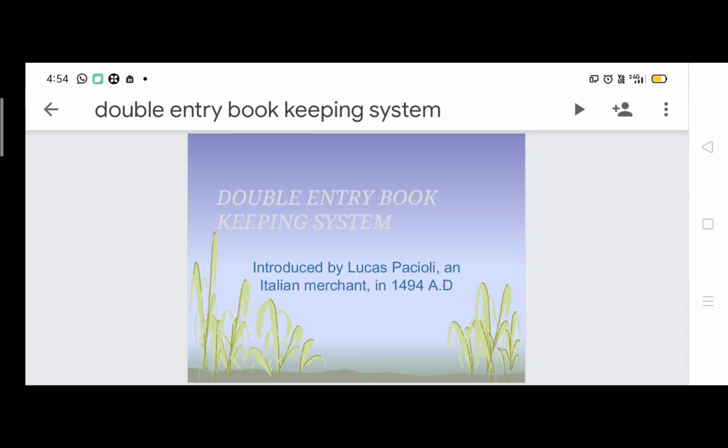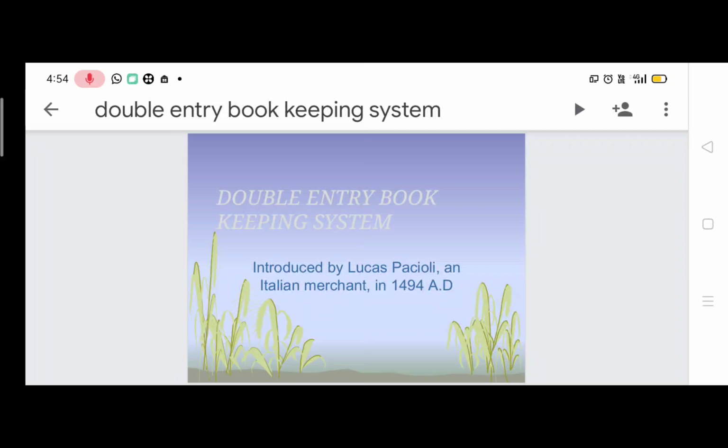What I'm going to explain to you today is about the double entry bookkeeping system. Children, this is the third chapter in your accounts textbook. The double entry system was introduced by Lucas Pacioli. He was an Italian merchant and it was introduced in the year 1494, though it first originated in Italy.